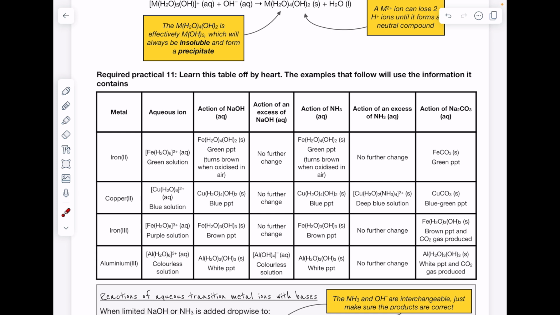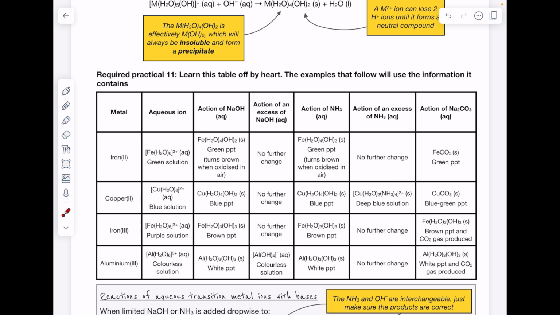Now we have a summary of various transition elements plus aluminium. We've got their various aqueous ions. Remember, that's when you have the central metal ion surrounded by your water ligand. We've got the various colours they turn. If we start with iron 2, the complex ion of iron 2 forms a green solution. When reacted with sodium hydroxide, we've met this reaction before, it forms a green precipitate. If you add excess sodium hydroxide, you see no further change.